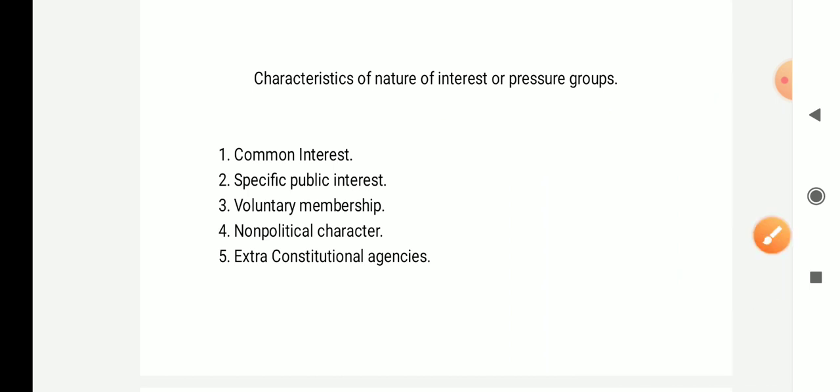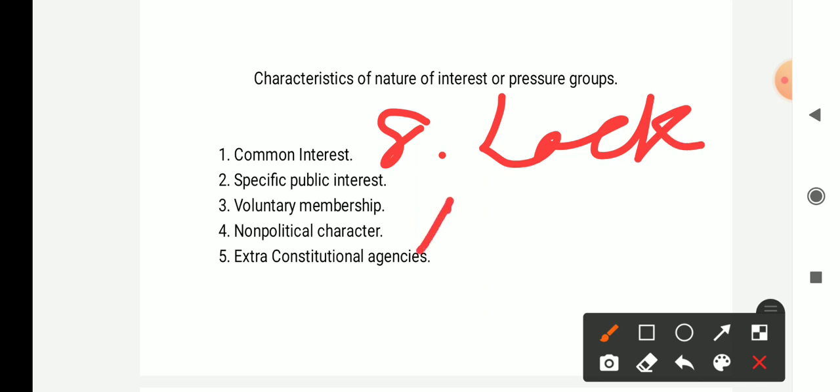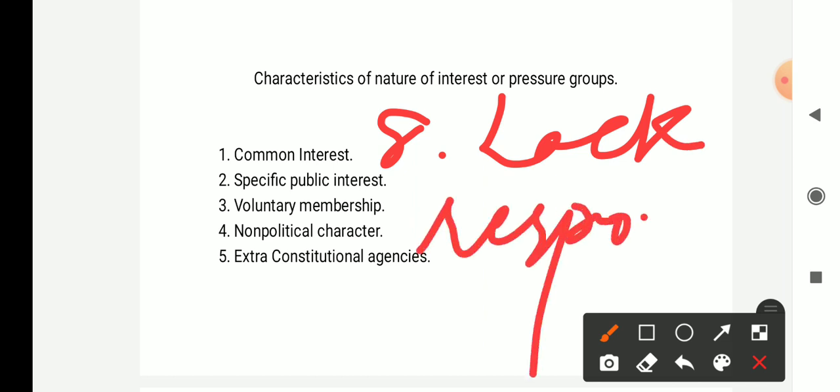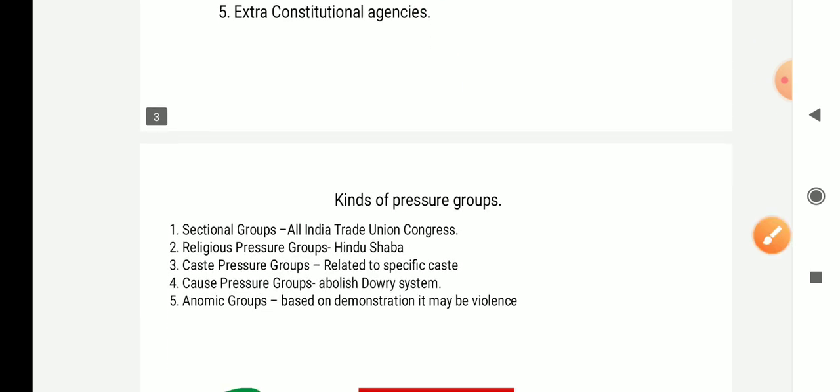Then we have lack of responsibilities. It means these interest groups or pressure groups are not responsible to the people as political parties are, so they are not responsible. Hopefully, you have understood the characteristics of interest groups and pressure groups.